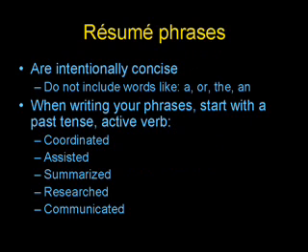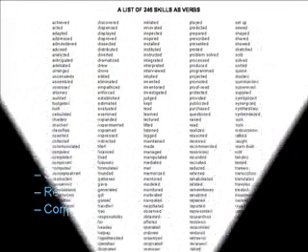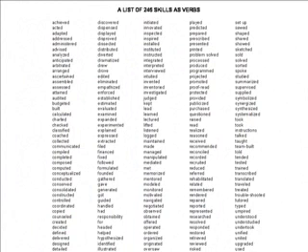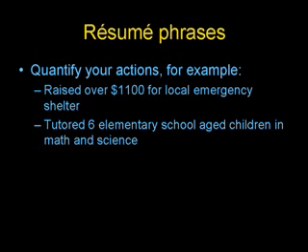Resume phrases are intentionally concise, removing any unnecessary verbiage. Don't be alarmed if your resume phrases are not complete sentences. Start your resume phrase with a past tense verb, a word that describes the action of your accomplishment. For example, coordinated, assisted, summarized, researched, communicated. Refer to the back of your resume packet for a quick list of action verbs. When appropriate, quantify your actions. For example, raised over $1,100 for local emergency shelter, or tutored 6 elementary school-aged children in math and science.